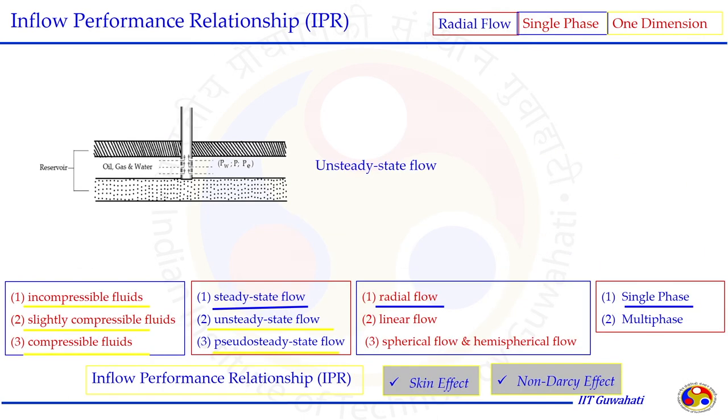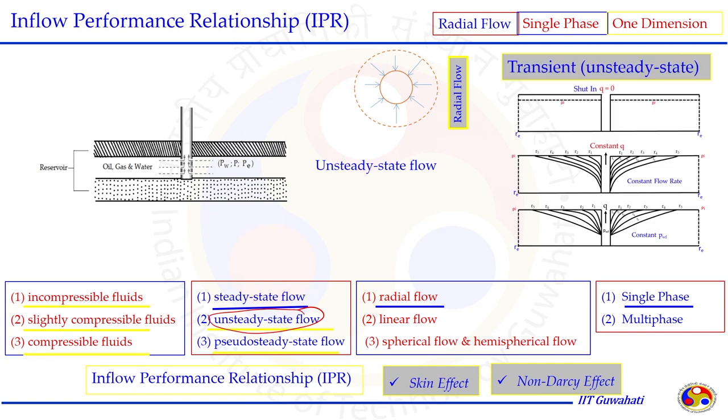Now let's move to the third case, that is the unsteady state flow condition. In the unsteady state flow condition, for the radial flow, we also call this the transient condition. We are having the well, that is Q is equal to 0 under a certain condition, no production is happening. When we start producing, a pressure surge happens near the wellbore region and slowly it reaches towards the boundary condition.